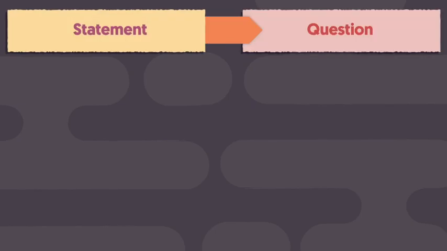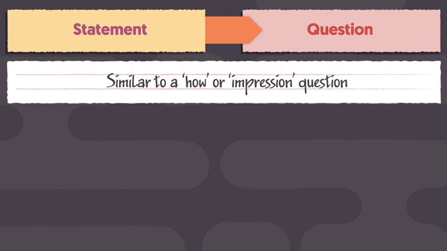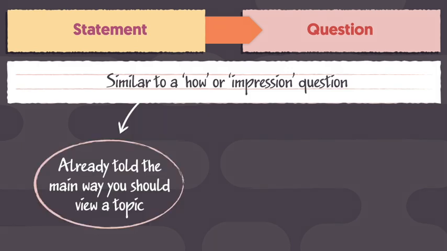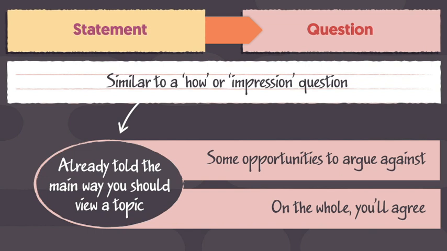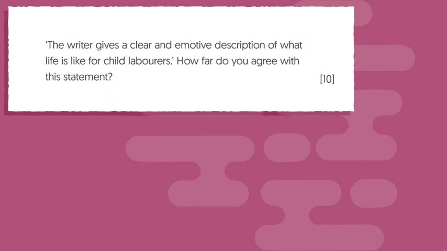Let's recap. An evaluation question comes in two parts: a statement followed by a question. It's almost similar to a how or impression question, except you're already told the main way you should view a given topic. By main way, it means that there may be some opportunities for you to argue against the statement, but on the whole, you'll agree. So let's take a look at some examples of evaluation questions to make this a little clearer.